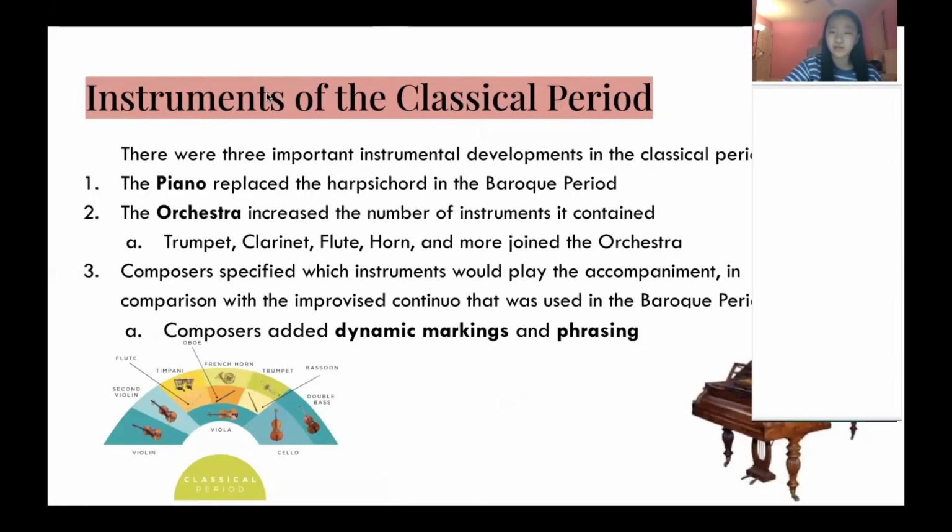Okay, so instruments of the classical period, the main 3 important developments that are different from the Baroque period is that we now have an actual piano. Remember in the Baroque period, we only had a harpsichord, but now we have a real piano. And then the orchestra also increased the number of instruments like these. And composers now added dynamic markings and phrasing because we have an actual piano now.